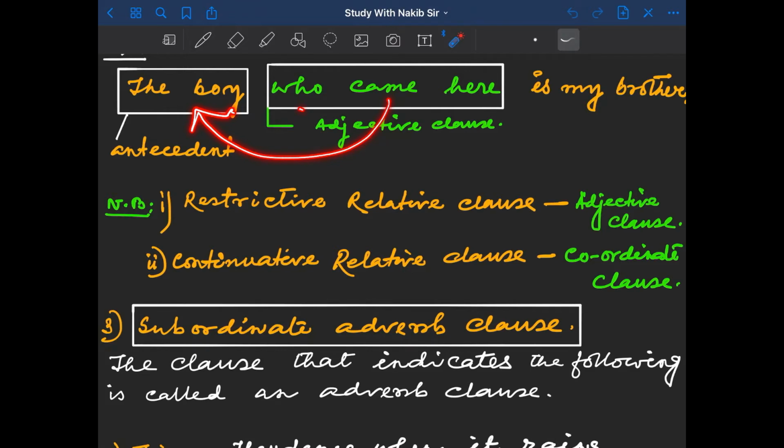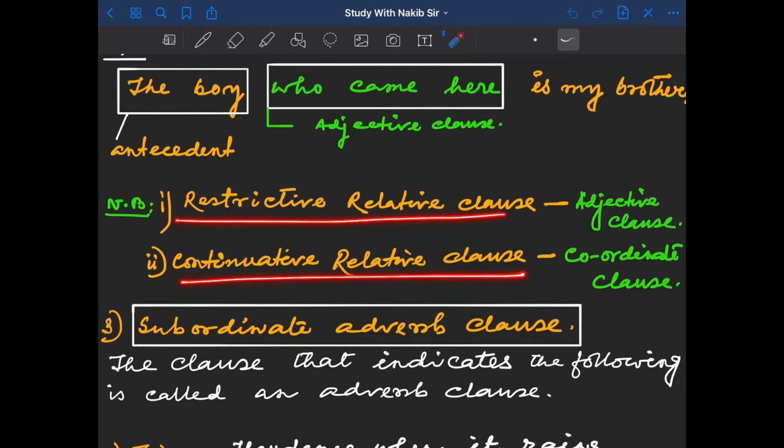But if the relative clause goes away from the antecedent with some addition of information, then it will be called a continuative relative clause. If the relative clause goes back to its antecedent to describe it, it is a restrictive relative clause, and if it goes away from it with some addition of information, it is called a continuative relative clause. In the case of a restrictive relative clause, the clause will be an adjective clause and the sentence will be a complex sentence. In the case of a continuative relative clause, the clause will be a coordinate clause and the sentence will be a compound sentence. Okay.